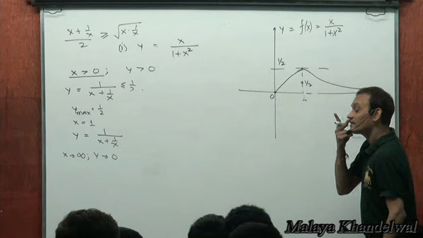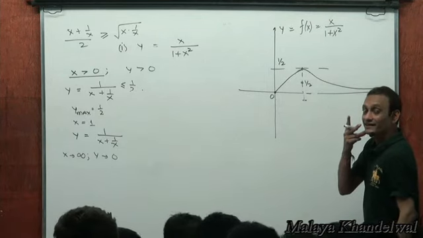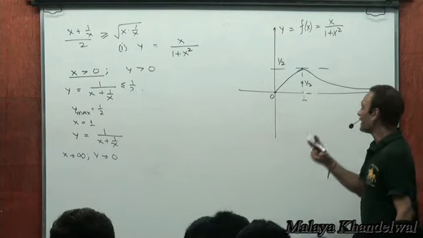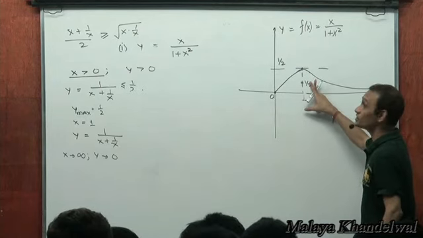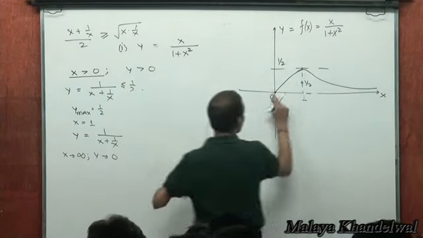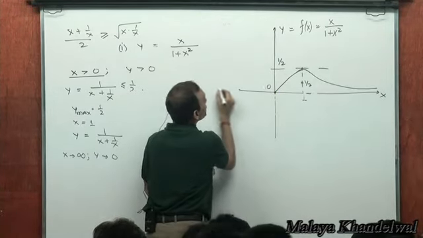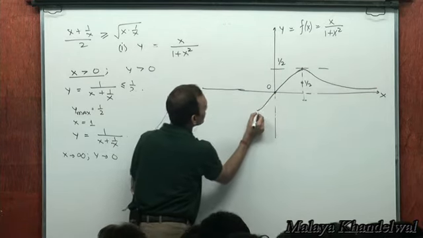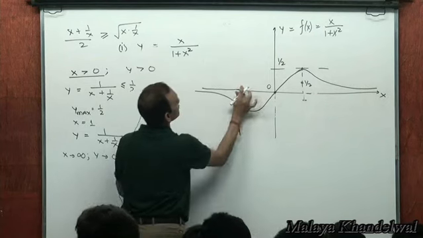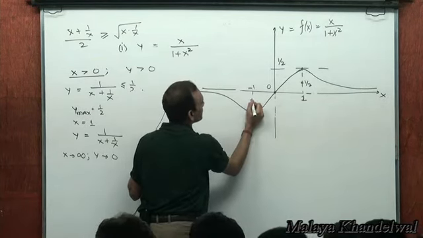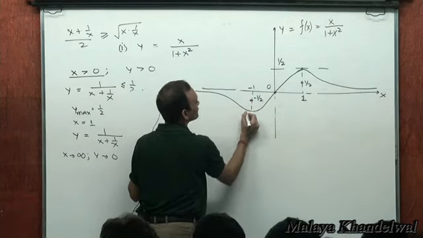Now, because it's symmetric in opposite quadrants about the origin, and if the graph exists in the first quadrant, then it will exist in the third quadrant, right? And symmetry about the origin in the third quadrant will cause the graph to be something like this. This is x equal to minus 1. When x is minus 1, y will be minus half.